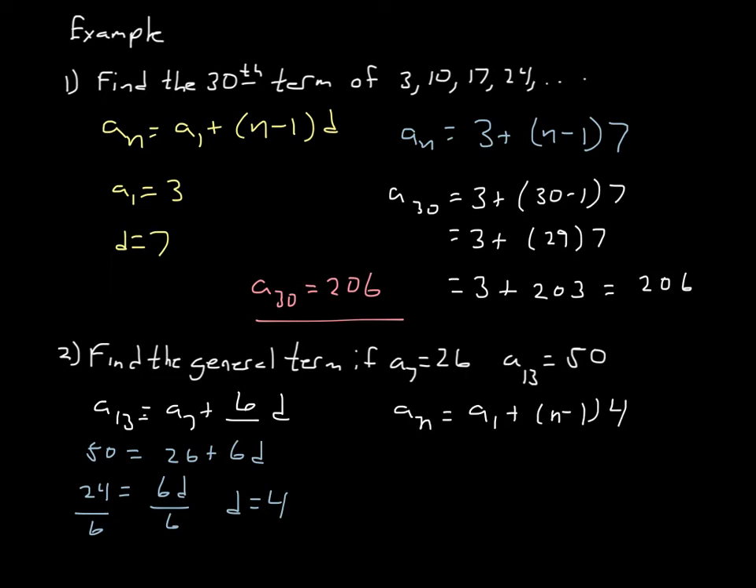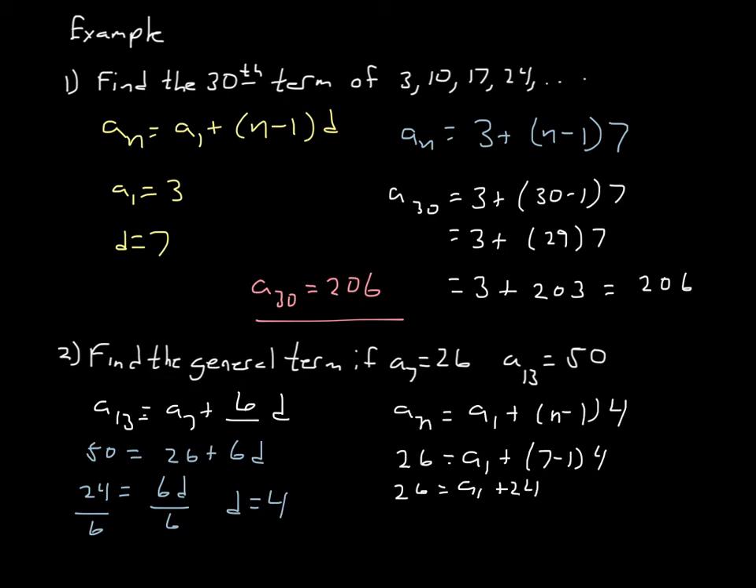And what I can do now, I need to find the first term. And to do this, I can use either one. In this case, I'm going to make my life easier. I'm going to use the 7th term. So I know when n is 7, I know that 26 is going to be a sub 1 plus 7 minus 1 times 4. When I multiply this out, 7 minus 1 is 6, 6 times 4 is 24.